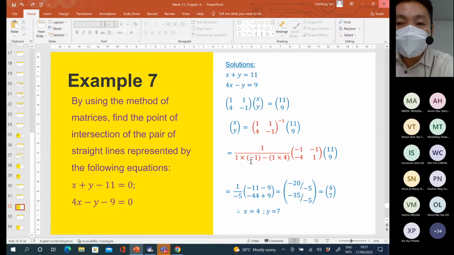Simplify the determinant value first. Okay, meanwhile, at the same time, you can also multiply these two matrices together. Okay. Becomes matrix which involve only 2 rows and 1 column. Okay, 2 rows, 1 column only, if you multiply these two matrices together. Then lastly, multiply in the scalar value, which is 1/-5. Move in, okay, and multiply with this element and also this element. You get 4, 7. So 4 is the x and 7 is the y.